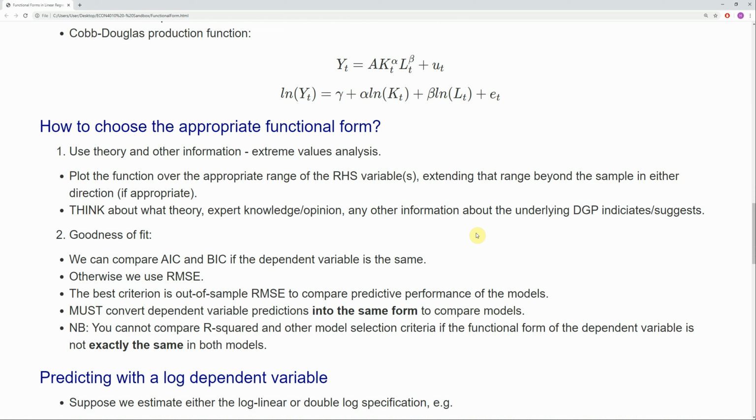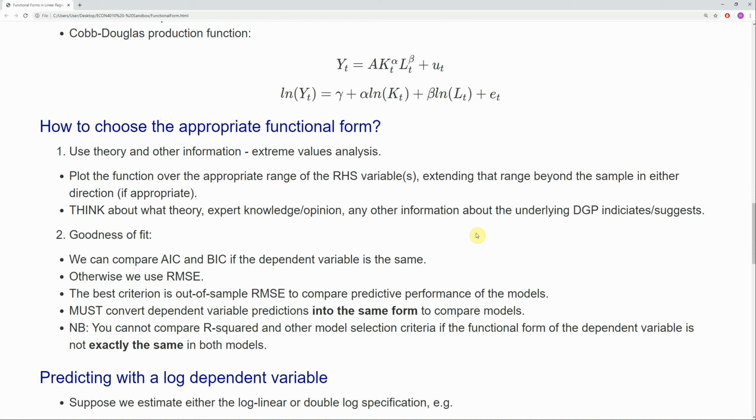Theory is very important because it could give you hints about the underlying data generating process of what's going on in the research that you have. We will have some examples of it in this video.